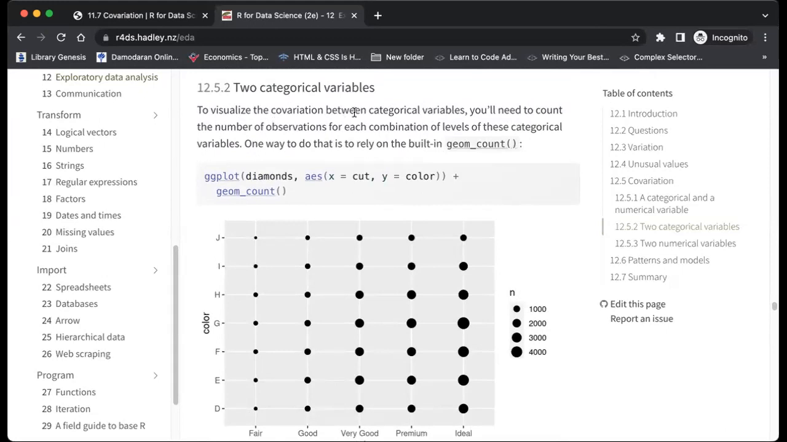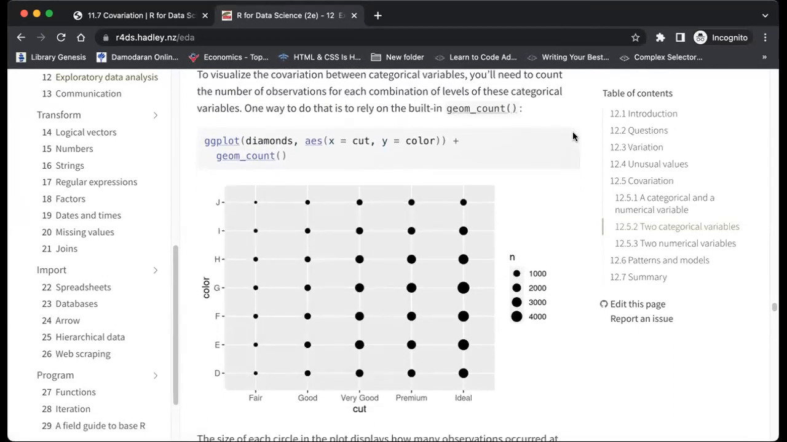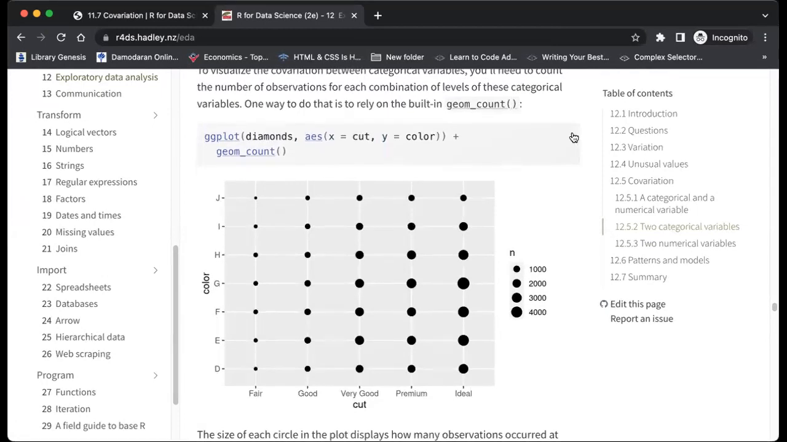To visualize the covariation within categorical variables, you will need to count the number of observations of each combination of levels of these categorical variables. One way to do it is to use the built-in geom_count, like so.